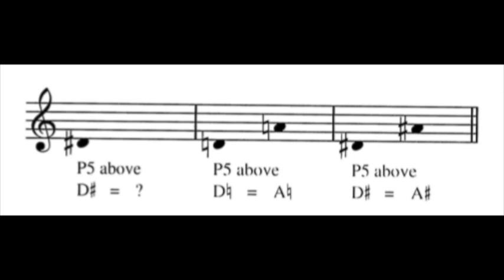So, if we start with our D sharp, and we want a perfect fifth above, if we think of D, we know that a perfect fifth above D would be A, so therefore, a perfect fifth above D sharp would be A sharp.